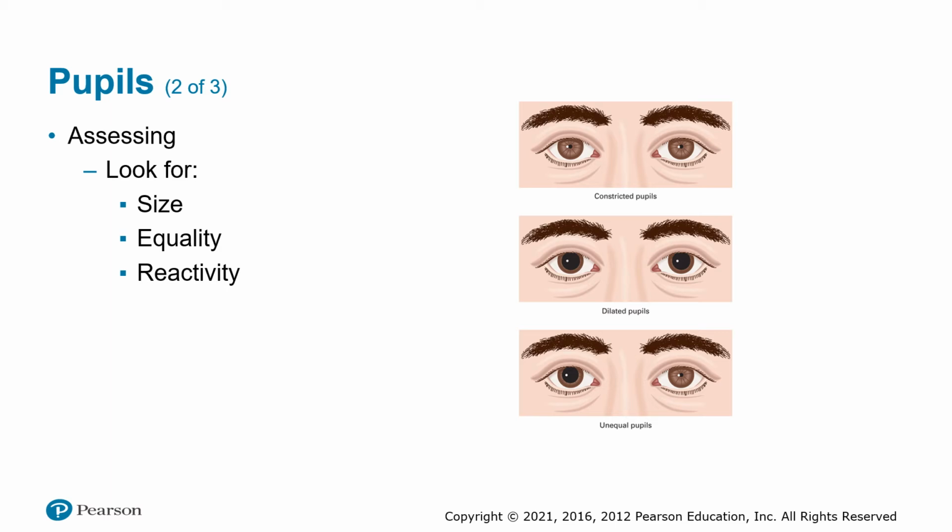So when we assess, we're going to look for size, equality, and reactivity. Normal size is anywhere from 2 to 4, 2 to 5, depending on what you read. You're also going to look at equality. Are the pupil sizes equal, or are they unequal? If they're unequal, typically that means that they've got some type of head injury or stroke. And do they react? Sometimes pupils don't react, and that's more for like dead people.